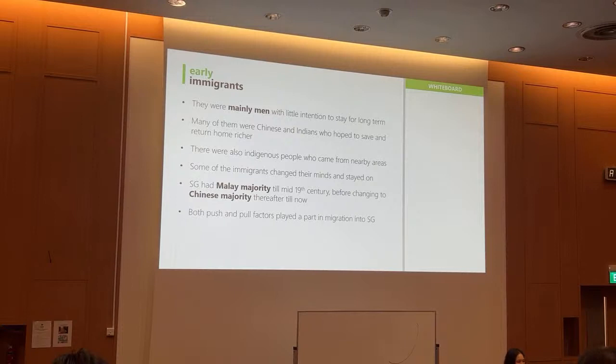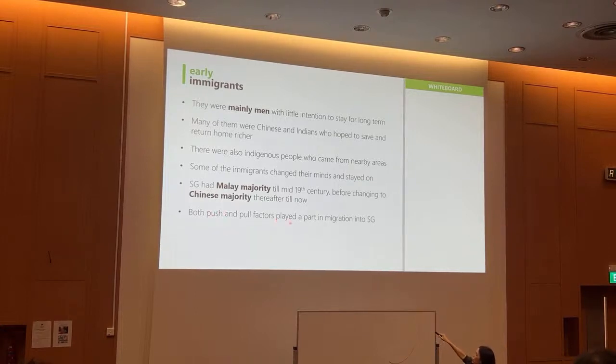The early immigrants were mainly males, and you have some couples from elsewhere as well. There were also native people who came from nearby areas like the Malay Peninsula and the Dutch East Indies. Singapore had a Malay majority until the mid-19th century before changing to a Chinese majority thereafter. As we mentioned, it is due to the faster growth in migration from China after the Opium War period.